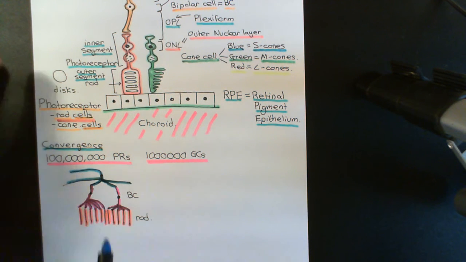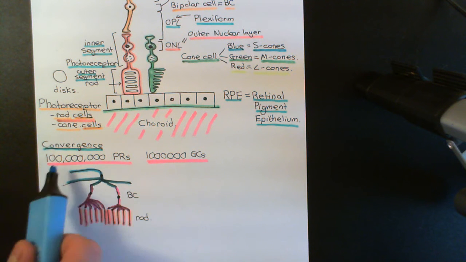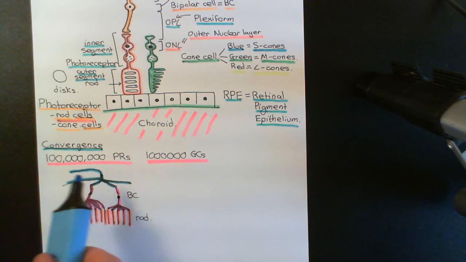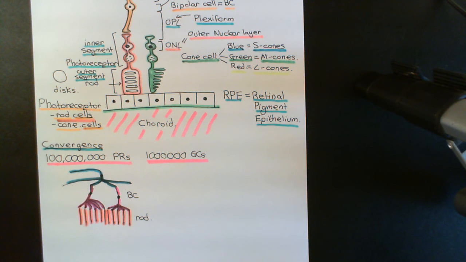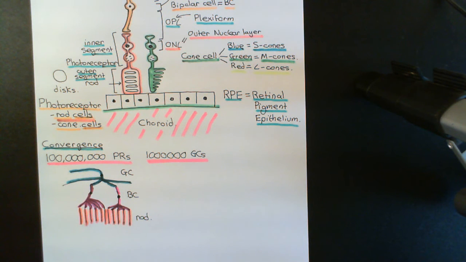So the overall message here is that it's not the case that a single photoreceptor synapses onto a single bipolar cell which then has its own ganglion cell. Instead, loads of photoreceptors will all end up sending their message to just one ganglion cell. Okay, so convergence is particularly high for rods. So a huge number of rods will all converge on the same ganglion cell in the way that I've shown you here. It's not so drastic for the cone cells.